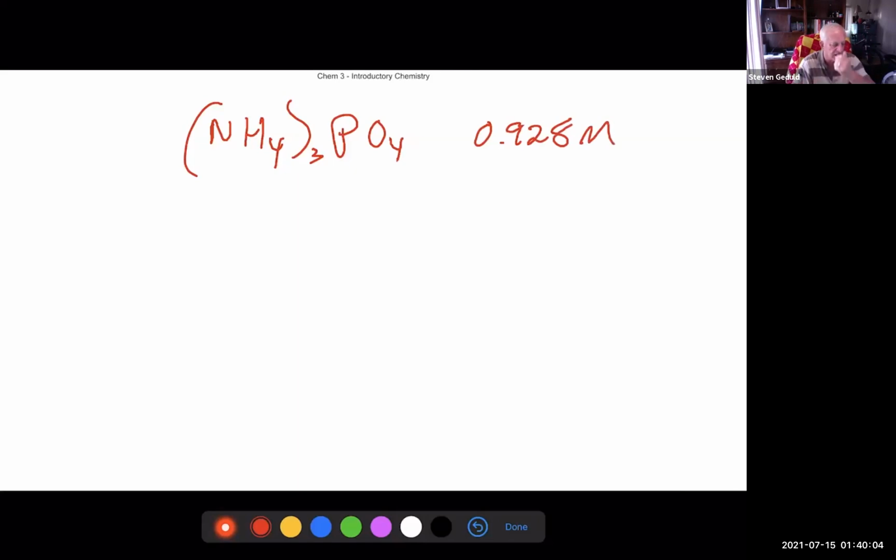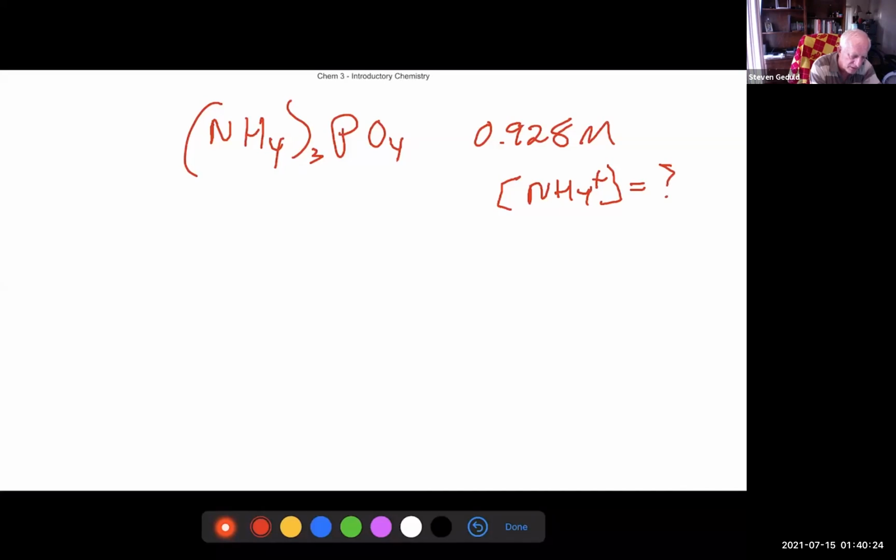Now that's a good test question too. I think I went just like that on the test. Okay, so we have a 0.928 molar solution of ammonium phosphate. We want to know the concentration of ammonium ion. Remember I told you concentrations are brackets. So we want to know the concentration of ammonium ion and the concentration of, that's a question mark, phosphate.